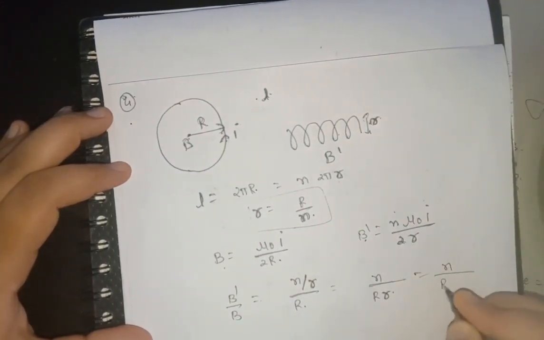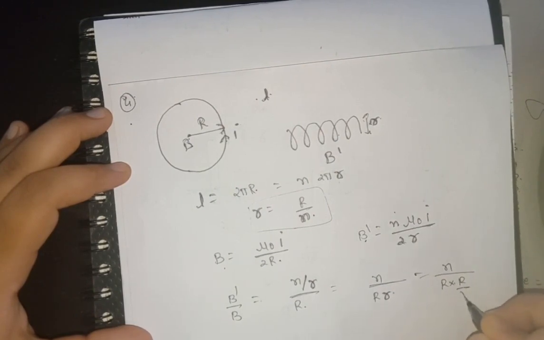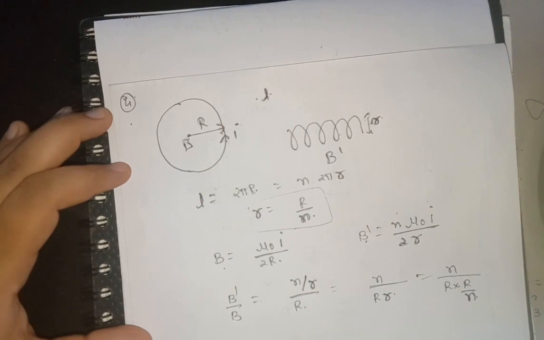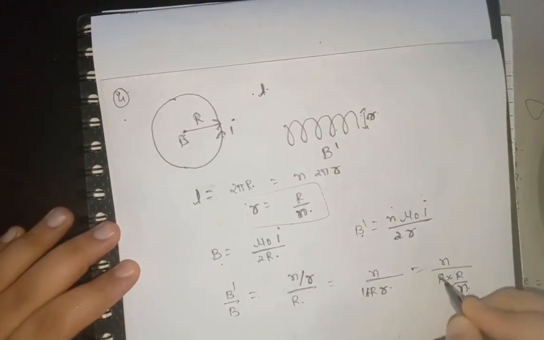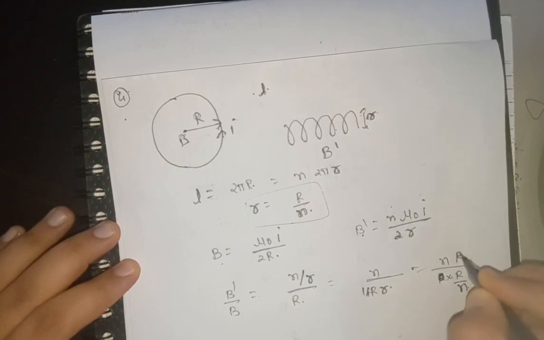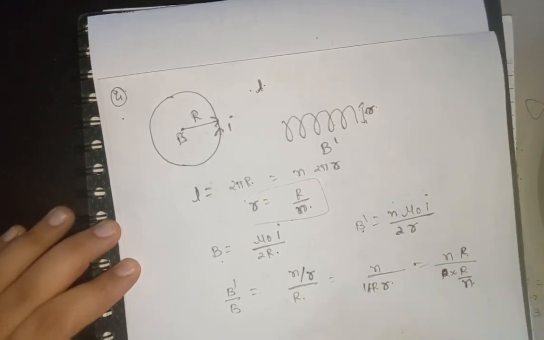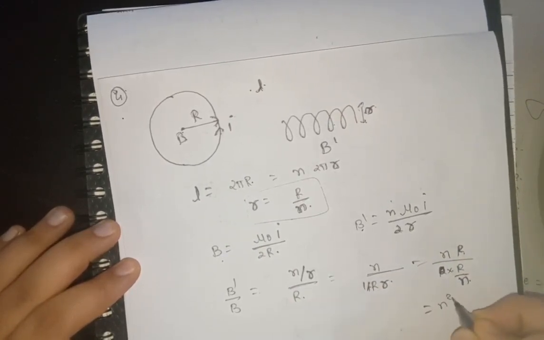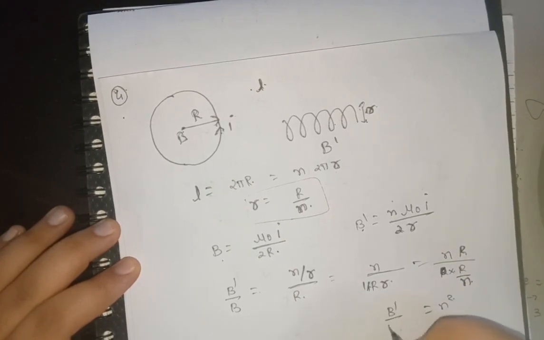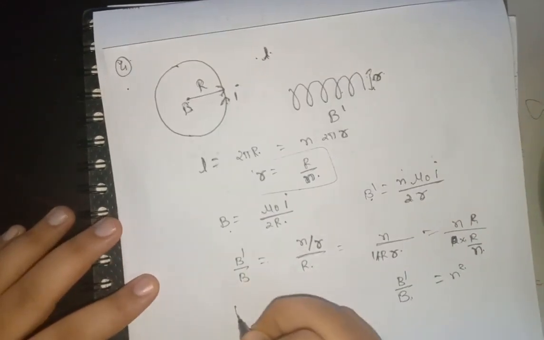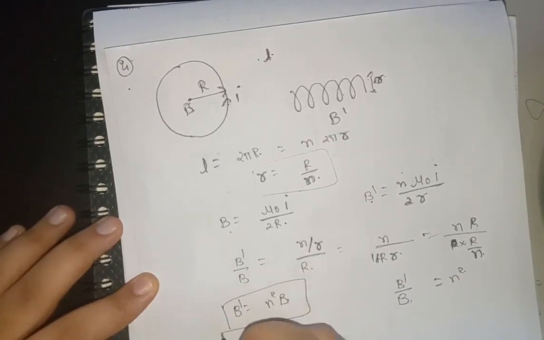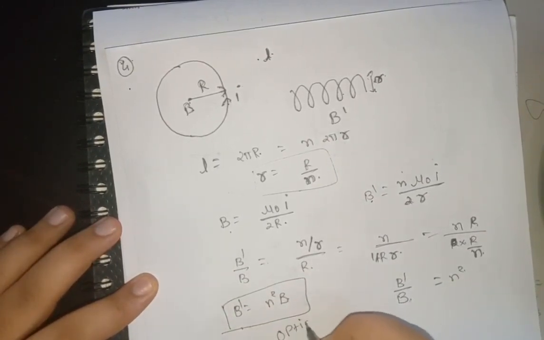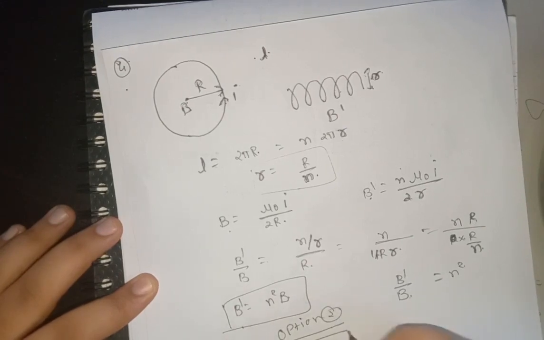So here it will be 1 by r, so this r will be in multiplication. This R and R will get cancelled out, so we get the answer n square. B dash by B equals n square, so B dash equals n square B. So option 2 is the correct option.